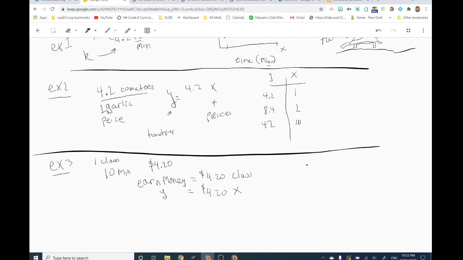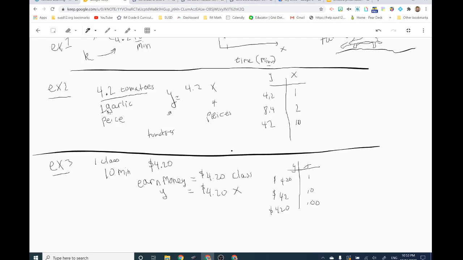That means if she teaches one class, let me just make a little table here. Always make a table to help you understand your data. If she teaches one class, my friend gets $4.20. But she never teaches just one class. If she teaches 10 classes in a row, she gets $42. If she teaches 100 classes, she gets $420. So she works all day long.